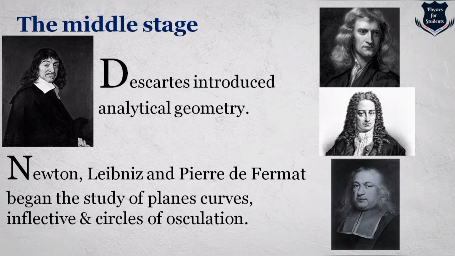Newton, Leibniz and Pierre de Fermat began the study of plane curves, inflections and circles of osculation. All these were based basically on Descartes' analytical geometry. So you see, Newton, Leibniz and Fermat made important contributions in differential geometry in the study of the nature of curves.